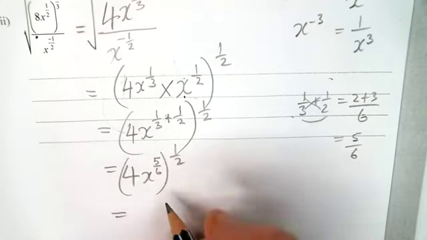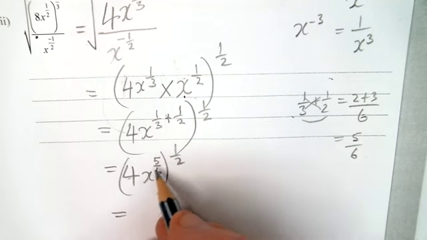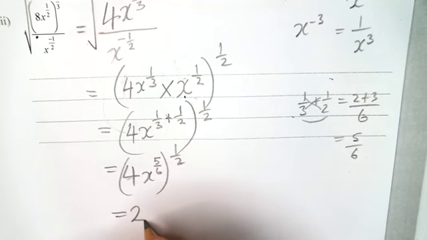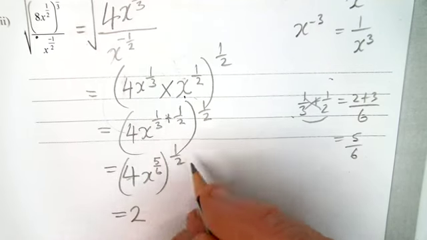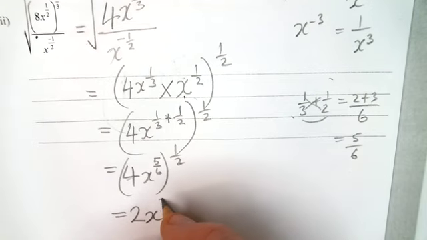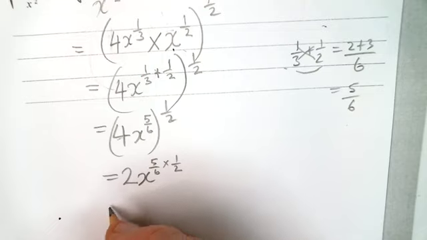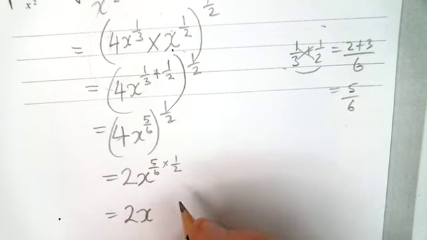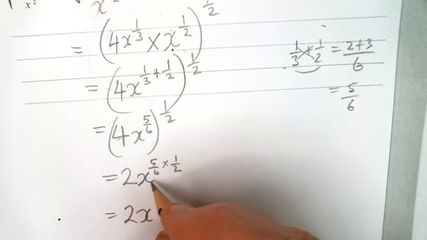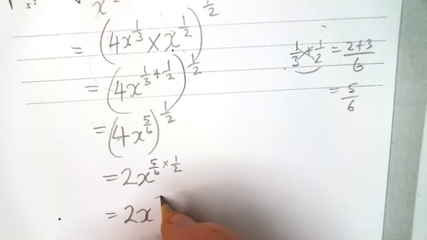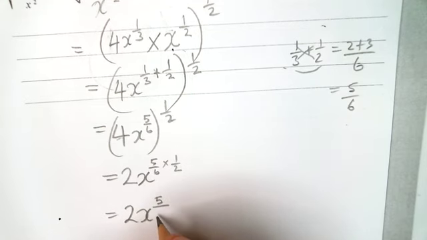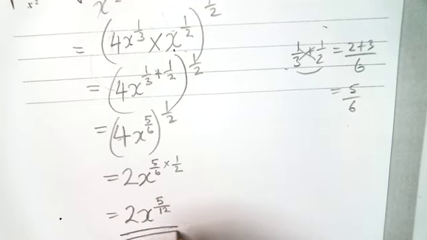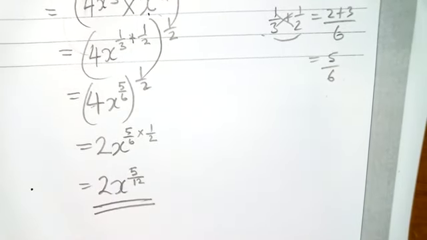Now, 4 to the power of a half, in other words, the square root of 4, is 2. And I'm going to just multiply the power by a half. So it's going to be x to the 5/6 times 1/2, and the whole thing now is 2x to the power of 5 1s are 5 and 6 2s are 12. And that should be the correct answer.